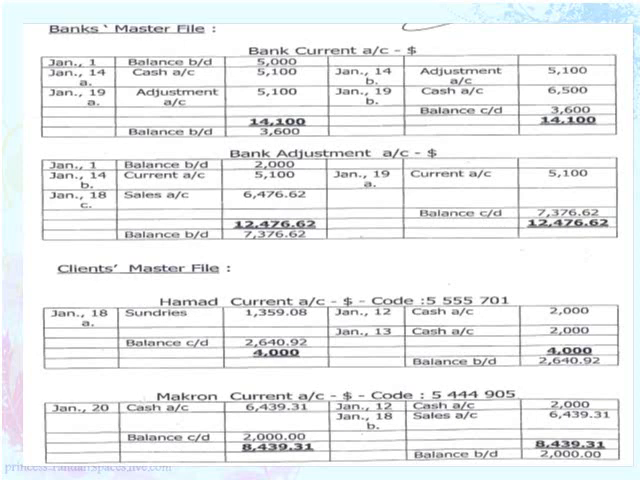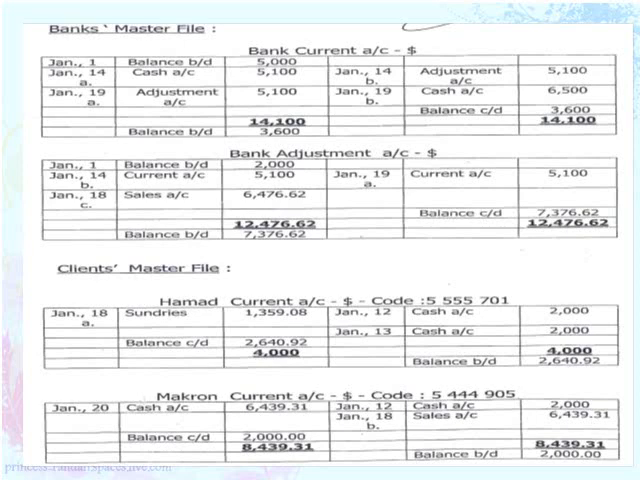Bank adjustment account: this is the beginning balance, it was debit, then there was a transfer from the current account, then there was the sales revenue which is added to this balance, and then finally there is a transfer to the current account from the adjustment in the credit, and finally we have a debit balance of $7,376.62.